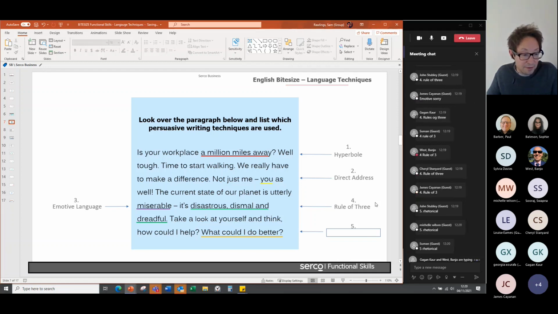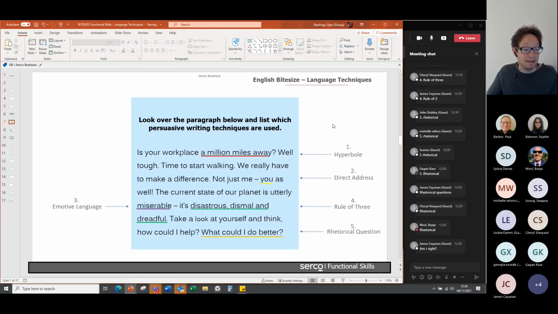And then number 5, I can see we've got a couple of those starting to come in. John's kicked us off. So John's gone for rhetorical. Suman agrees. Gagan, you agree as well. And James is in agreement. Absolutely right. So number 5 then is rhetorical questions. Good. So there you go. There's a text, and what you've done is successfully identified those language techniques that have been used in the text. So yes, you were absolutely spot on there, James. Well done.